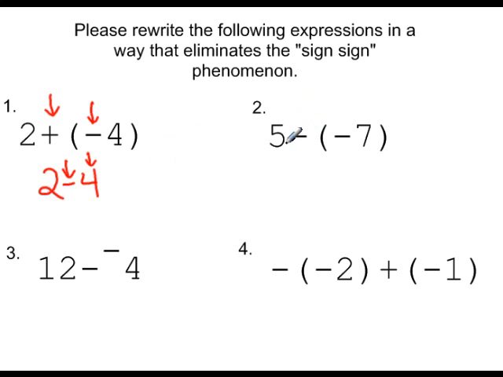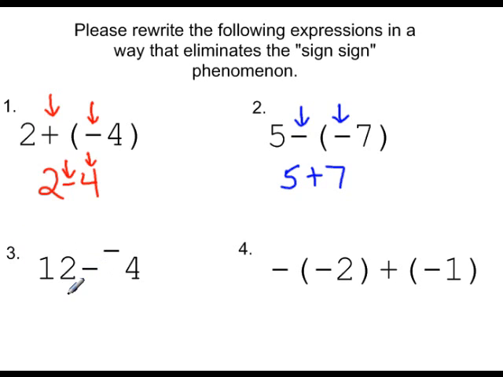Okay, so in number 2, where it says 5 minus negative 7. Well, minus to me sounds like you're losing something, and negative sounds like something bad. So if you lost something bad, that would be a good thing. So I think that you could equate that to just addition of a positive. 5 plus 7. And again, we're not writing that little positive sign right about here. And now we've gone from 2 signs to 1 again.